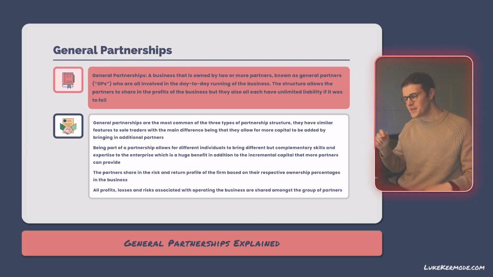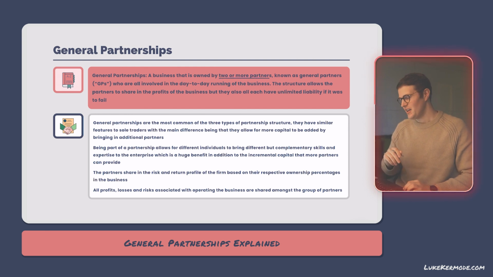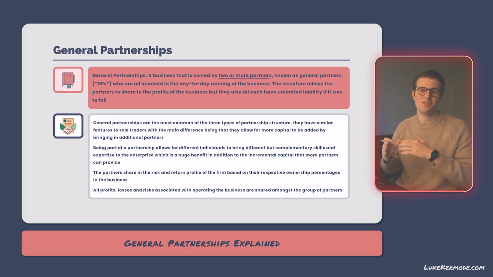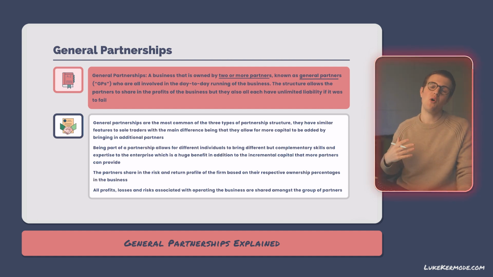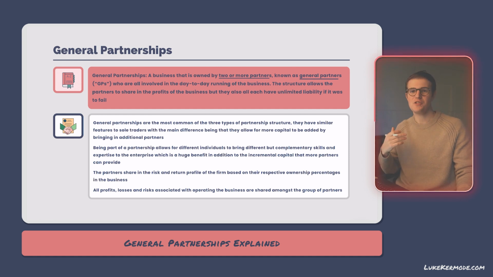Okay, so let's start with a simple definition of a general partnership. A general partnership is a business that is owned by two or more partners. This is the key point: two or more owners, whereas in a sole proprietorship, you could only have a maximum of one owner. These partners are known as the GPs, or the general partners. And they're all involved in the day-to-day operations of the business.